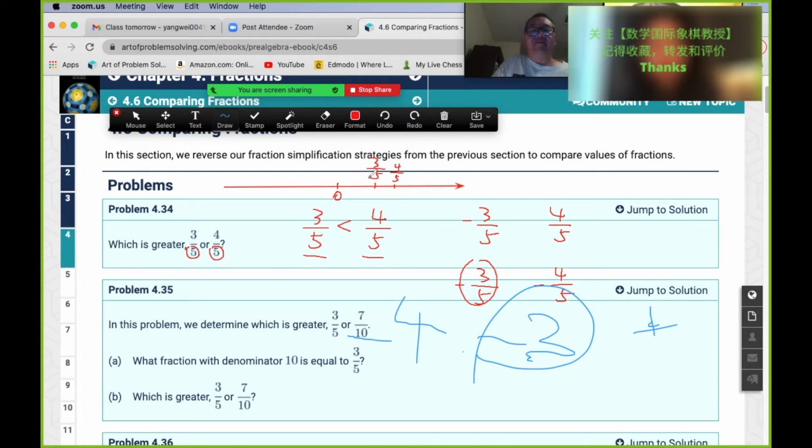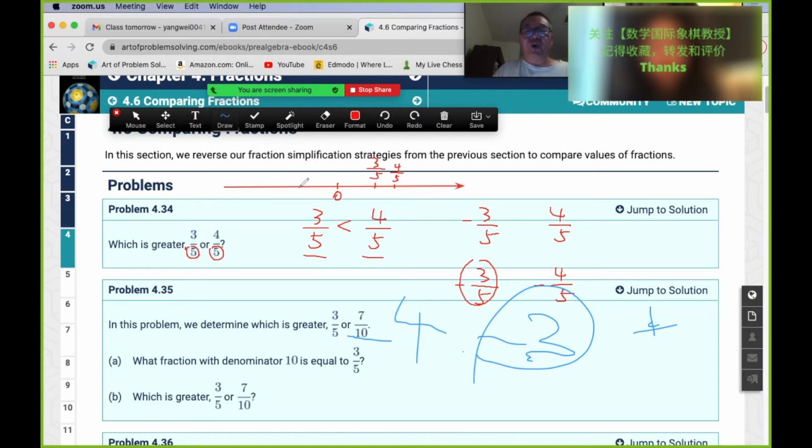Then 4 over 5 is on the right side of 3 over 5, therefore 4 over 5 is greater than 3 over 5. So on the number line, any number on the right side is greater than any number on the left side. 3 over 5 is on the left side of 4 over 5, therefore 3 over 5 is less than 4 over 5. 4 over 5 is on the right side of 3 over 5, therefore 4 over 5 is greater than 3 over 5.